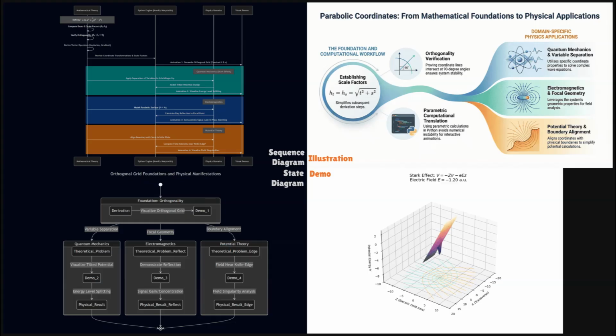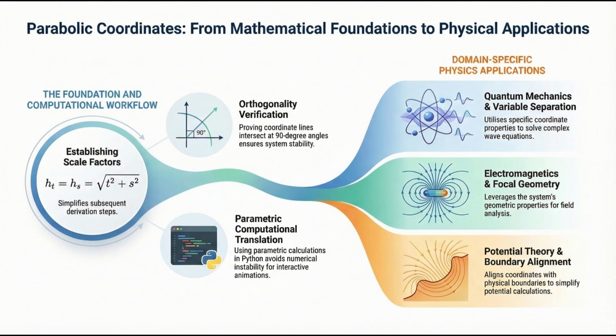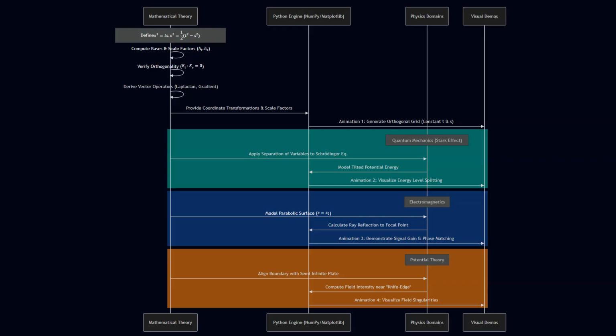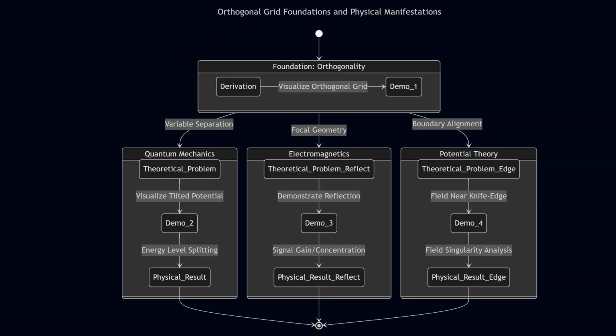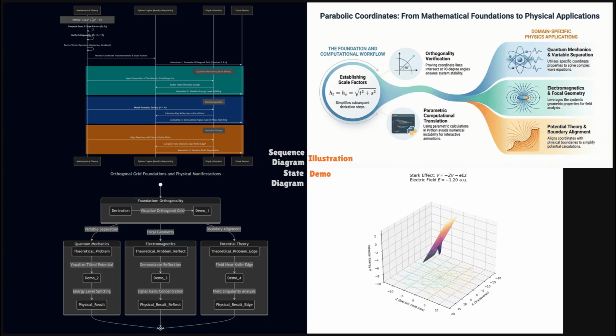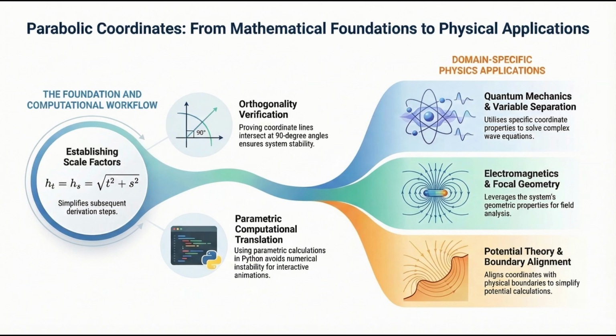Boundary alignment, used to show how coordinate lines wrap around a sharp edge, allowing for the study of intense fields at corners. In essence, the derivation sheet provides the mathematical proof, the what and why. The sequence diagram outlines the process of using that math, the how, and the state diagram categorizes the results of that math across different scientific disciplines, the where.